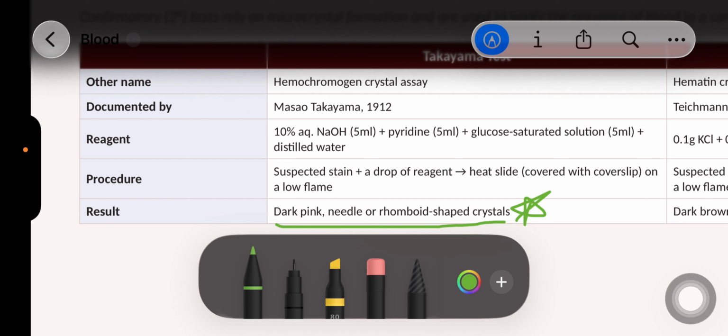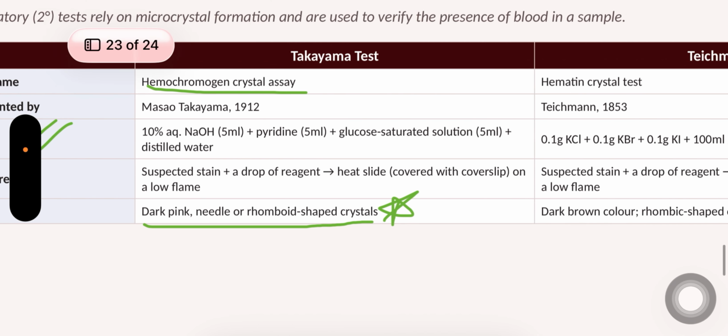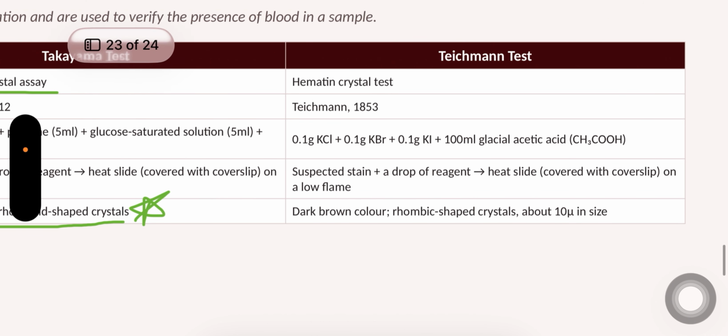Very important, this result and your reagent. Even the name hemochromogen crystal assay is also very important. I know you people get confused about which is hemochromogen and which is hematin. What I do is I just remember one of them, and the other is easily the second one, right? Like that. Now for the Teichmann test, it is also known as hematin crystal test, documented by Teichmann in 1853.